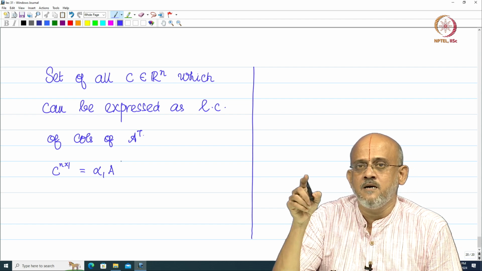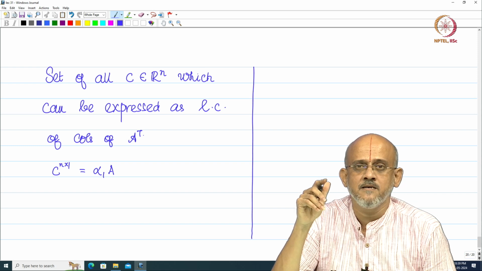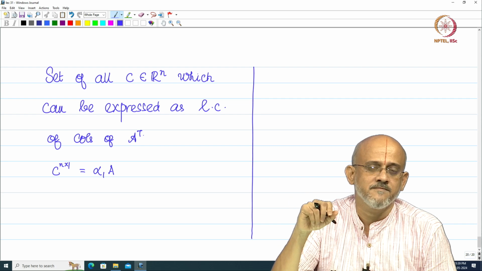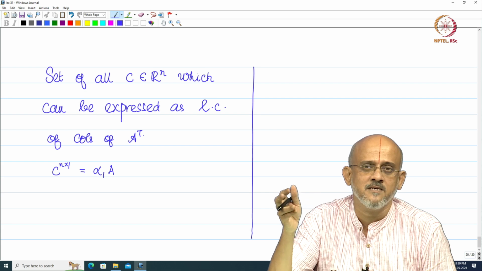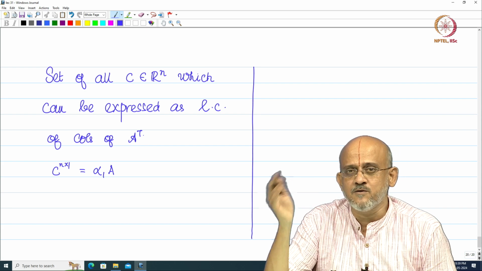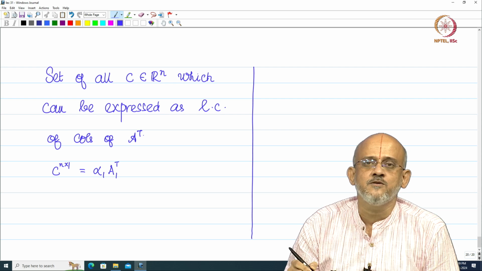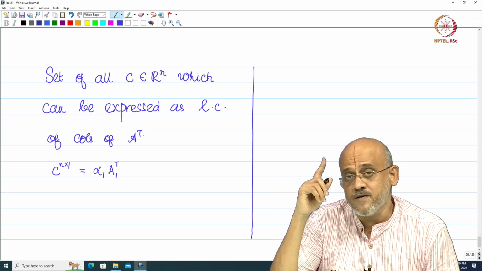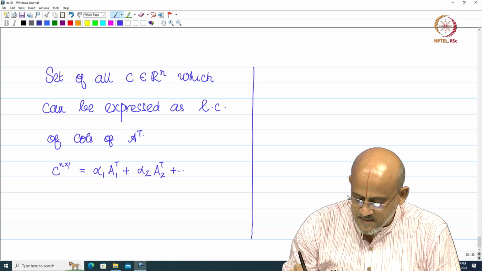You see, the columns of A transpose are precisely the rows of A, right. We know how to get the A transpose. A transpose is nothing but the matrix whose columns are the rows of A. So I am going to write this as alpha 1 A1 transpose, the first column of A transpose, that corresponds to the first row of the matrix A, plus alpha 2 A2 transpose plus etc.